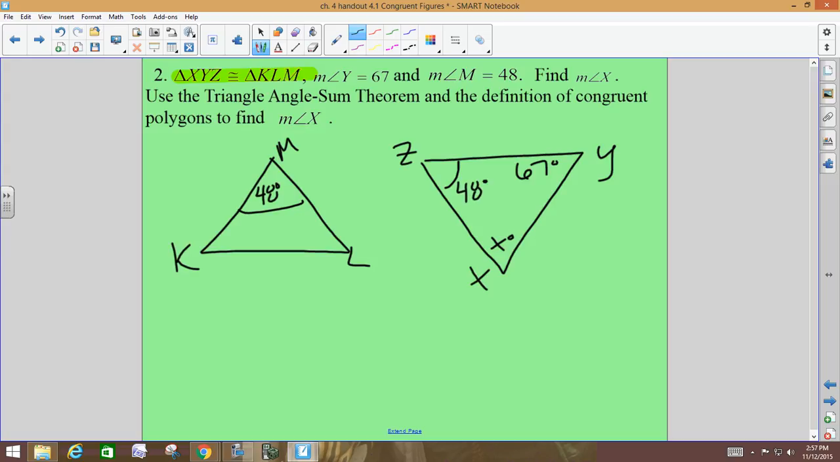48. And now in this triangle, I know 2 of my 3, and we know that all 3 of them have to add up to what? 180. So 67 plus 48, 115. And then subtract that from 180. What do we get? 65.